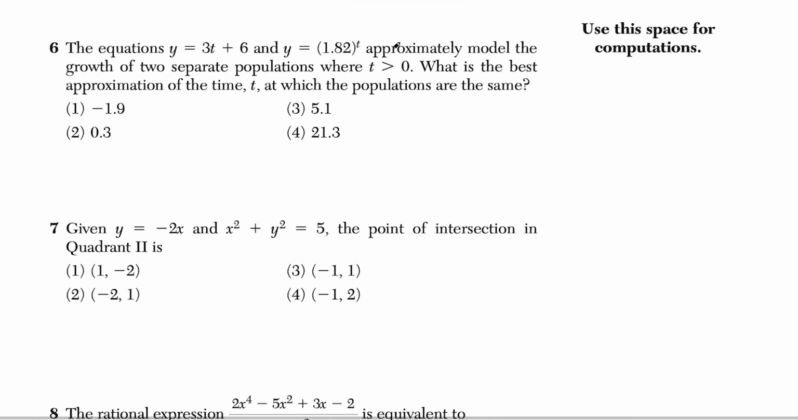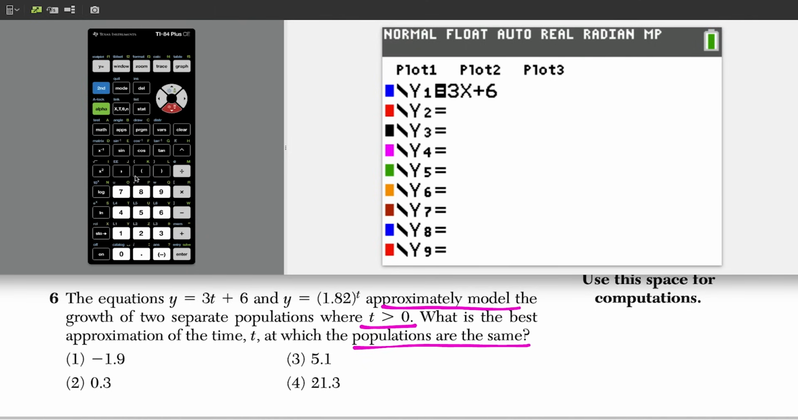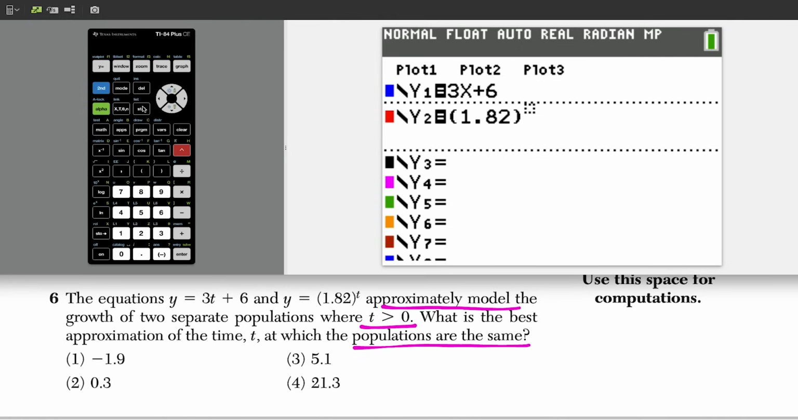Question 6, we have these two equations here, and they approximately model the growth of 2 separate populations where t is greater than 0. What is the best approximation of the time t at which the populations are the same? So for this question, I'm just going to graph both of these at the same time. So I'm going to have 3t plus 6, but we'll go ahead and use x. And then we have 1.82 in parentheses to the power t. So we have a linear and an exponential function here.